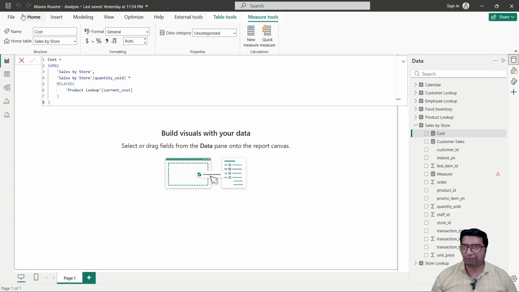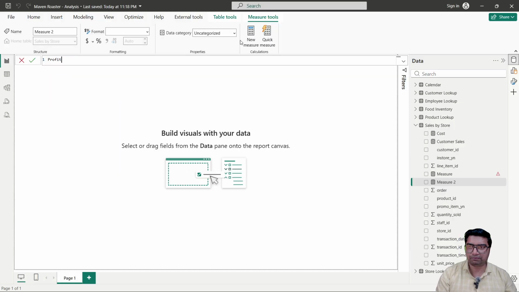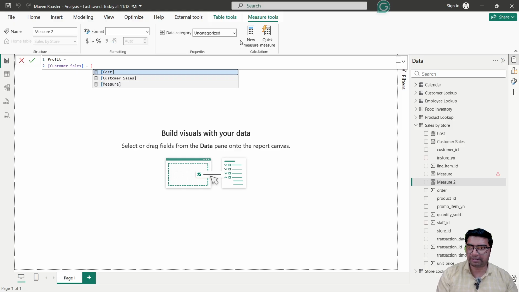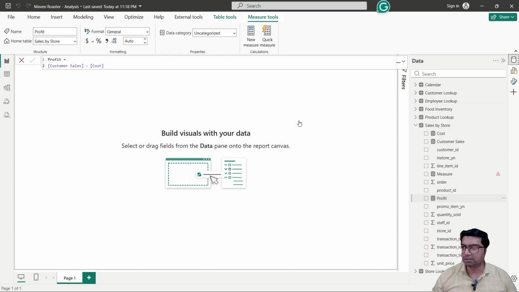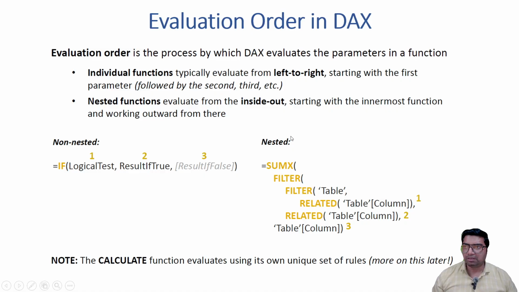Let's suppose I want the profit. Profit is simply the total customer sales minus the cost. So one more measure, profit. Profit is simply the square bracket customer sales, minus, the square bracket cost, and enter. So this is the simple measure.